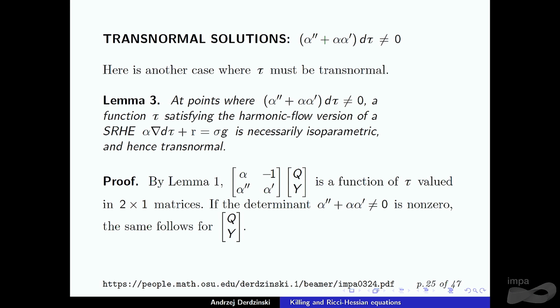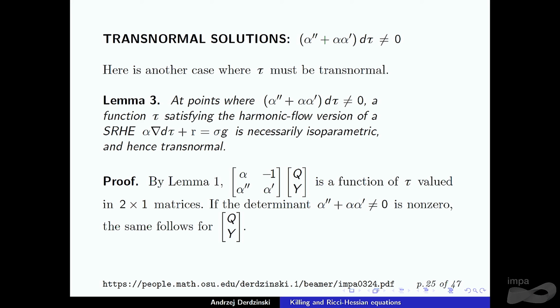There's another case where we get transnormality. Namely, imagine that alpha double prime plus alpha alpha prime is different from 0. This alpha is a function of the real variable tau. Assume it's different from 0. I'm taking points at which this time the differential of tau is different from 0. And at those points, in the Kähler case, the solution is again necessarily transnormal, actually even isoparametric.